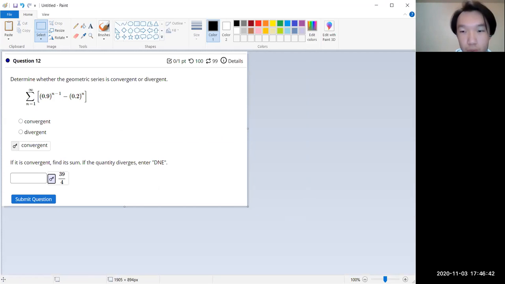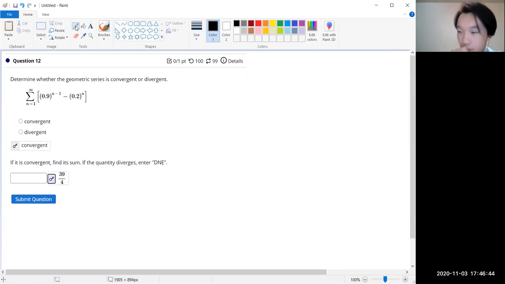Okay, so here's 12. This one says determine whether the geometric series is convergent or divergent. So first, you can split it into two series because that's one of the properties of summation.